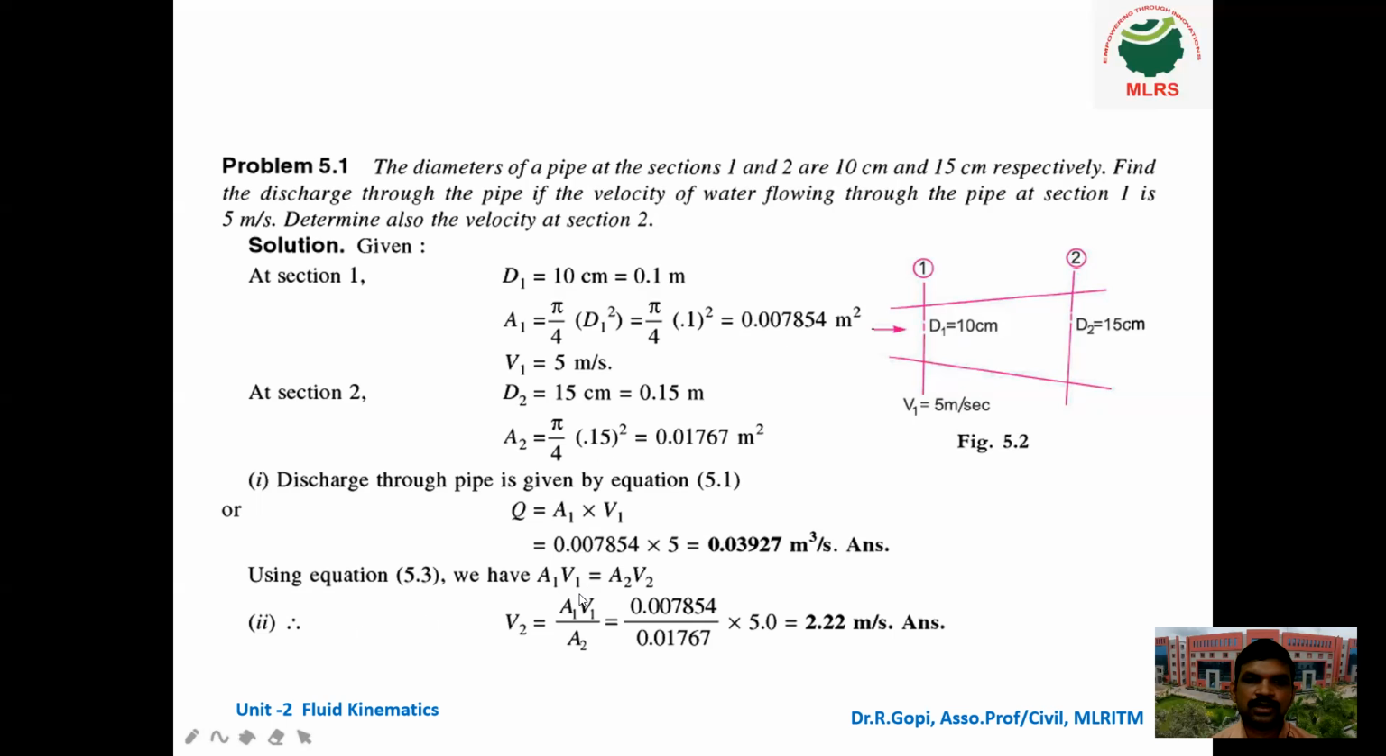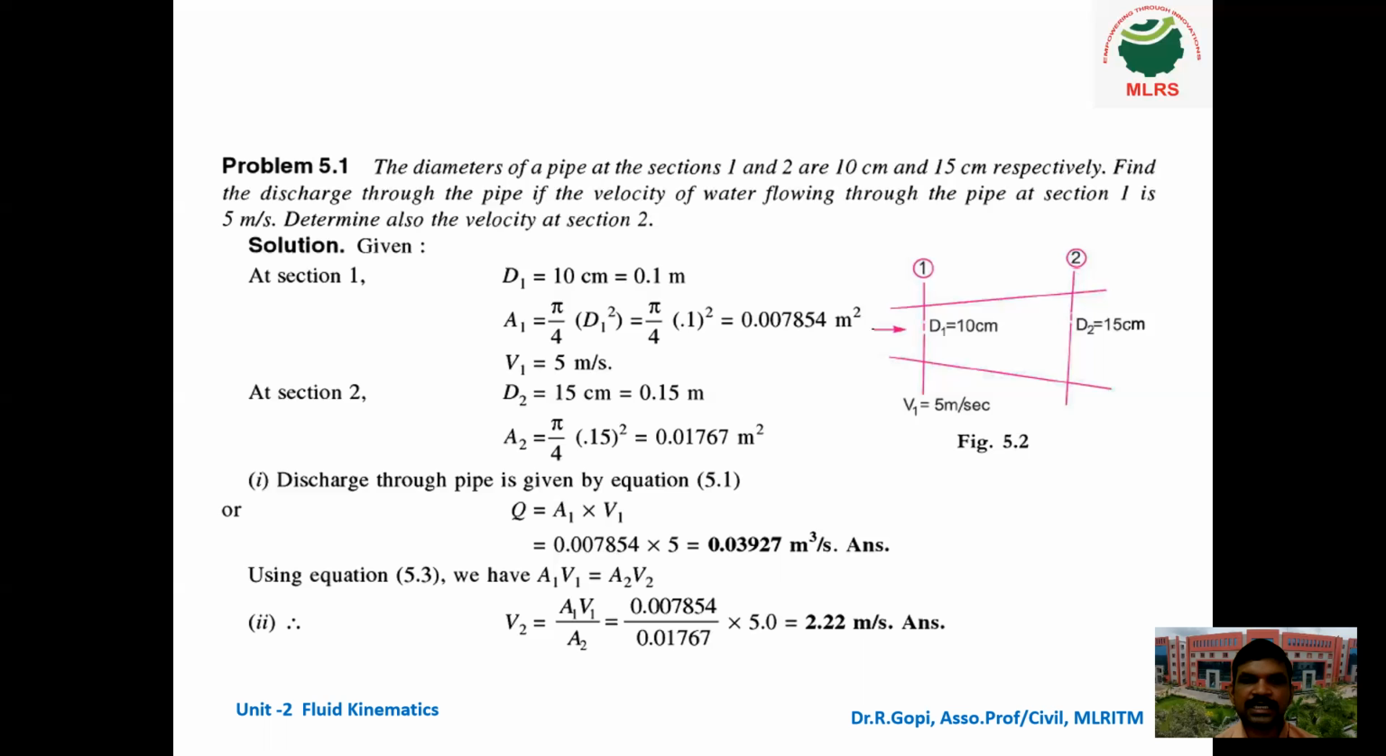Now apply the continuity equation, q1 equal to q2, that is a1 v1 equal to a2 v2. From this equation, a1, v1 and a2 we know, so only v2 is unknown, and that is what they asked in the question. So v2 is equal to a1 v1 divided by a2. Substitute all the parameters and we easily get v2, the velocity at section 2. It is 2.22 meter per second. This is the answer for the first problem.